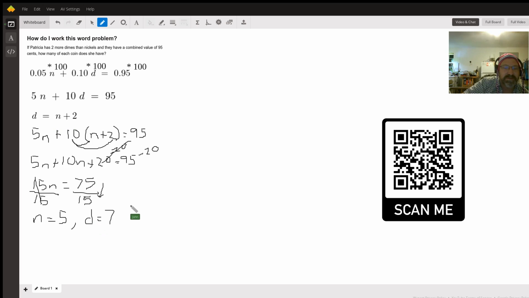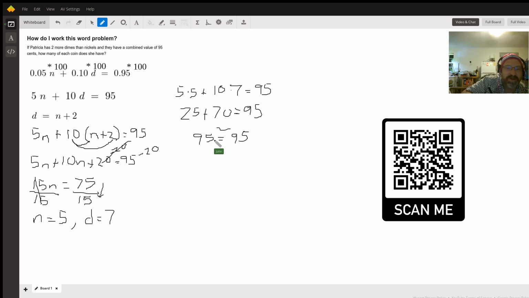If that's the case, let's check our work. 5 times the number of nickels plus 10 times the number of dimes equals 95. Great. 5 times 5 is 25. 25 plus 10 times 7 is 70, equals 95. 25 plus 70 is 95. And 95 does indeed equal 95. So we know our answer is correct, right? We have 5 nickels and 7 dimes.